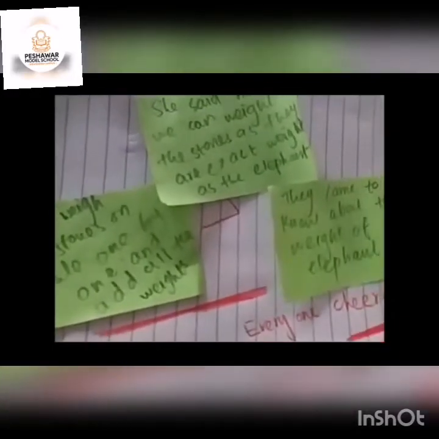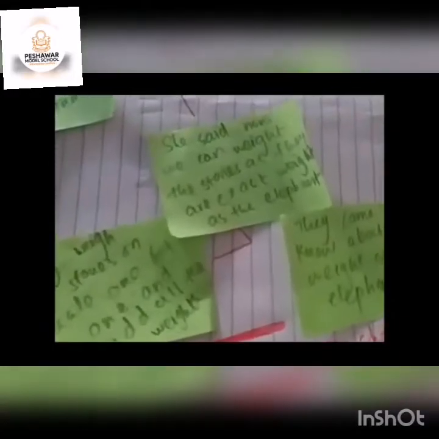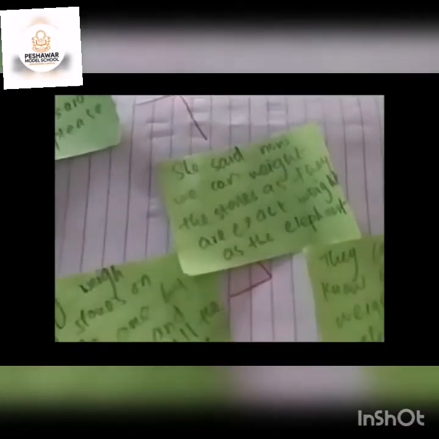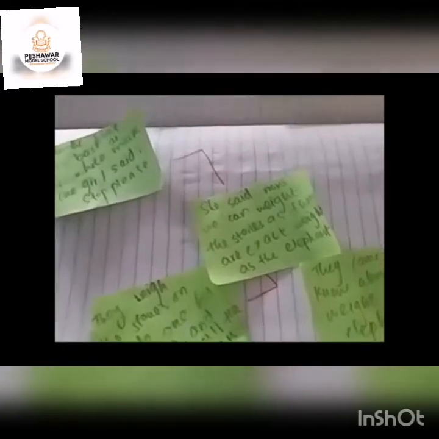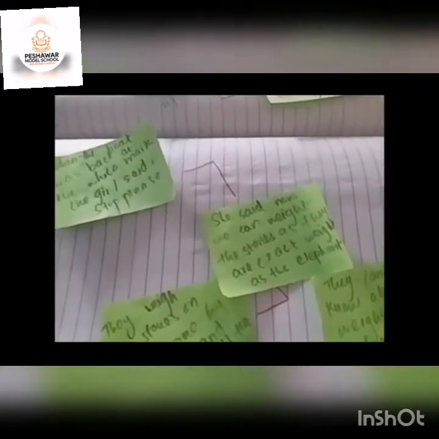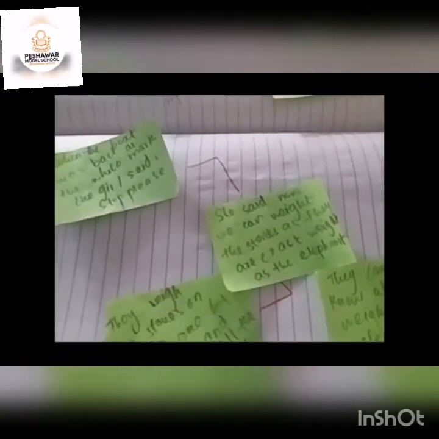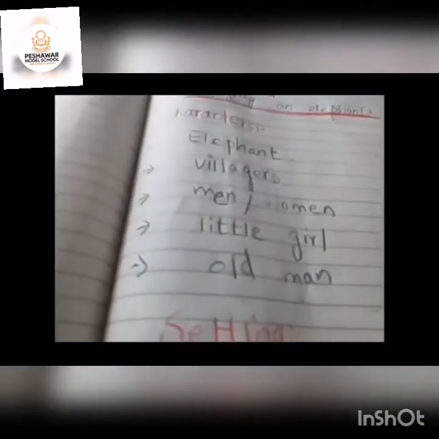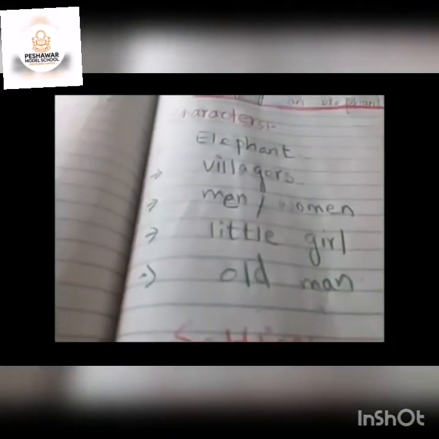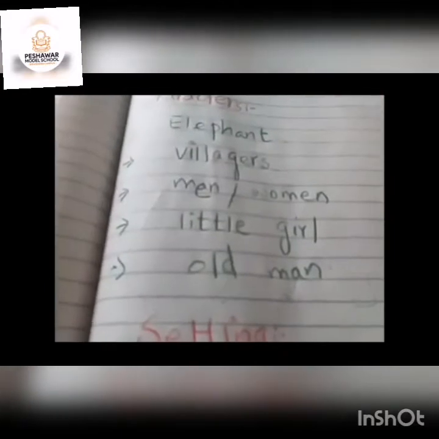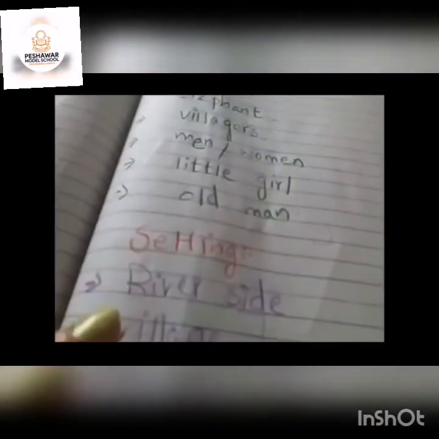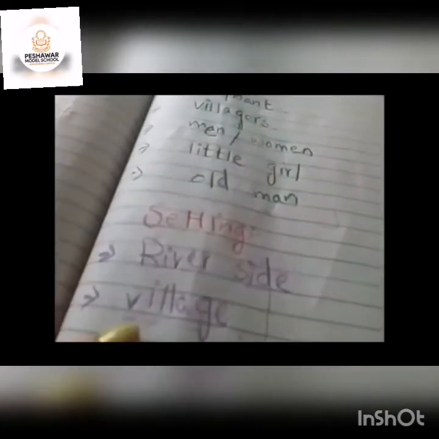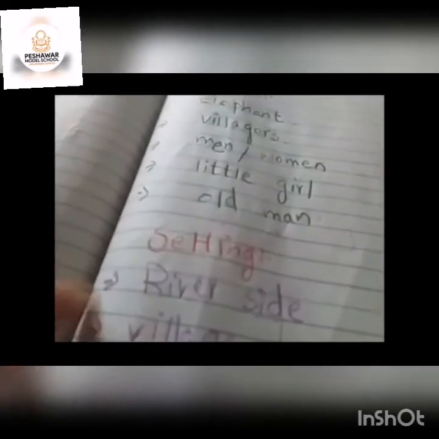Students, you should read it yourself after I gave you the small idea, the small brief explanation about this chapter. In the chapter Weighing an Elephant, the characters are the elephant, villagers, men, women, a little girl, and an old man. The settings are the riverside and the village, and both are mentioned within the chapter.